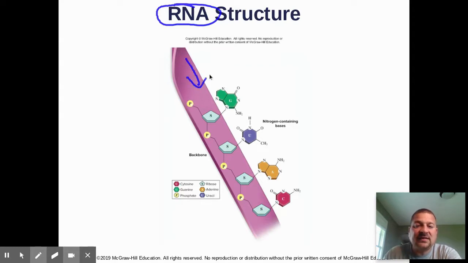The first slide here, just taking a look at RNA structure. Again, notice single strand. Here's our phosphate, ribose, phosphate, ribose, phosphate, ribose backbone with the nitrogenous bases sticking off of one side. So here you can see guanine, which is a purine, uracil, a pyrimidine, adenine, which is a purine, and cytosine, which is a pyrimidine.